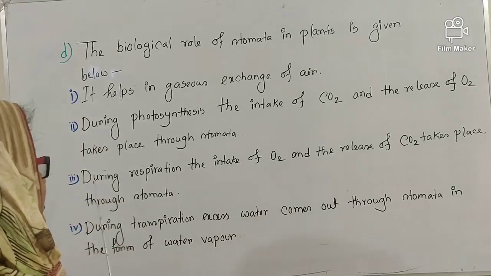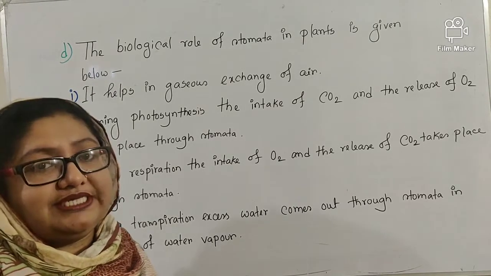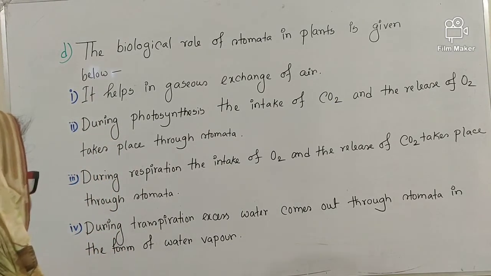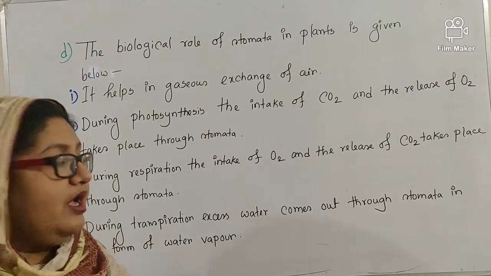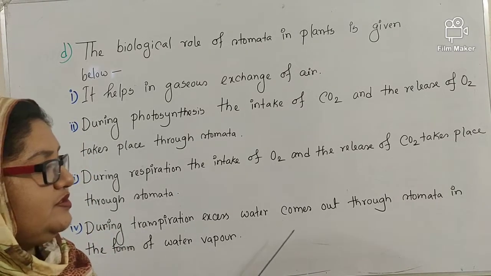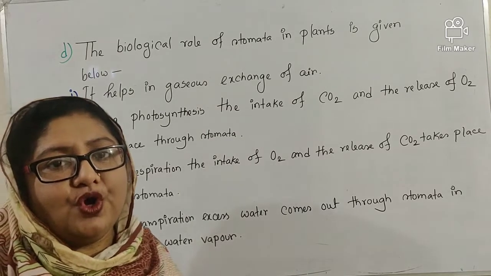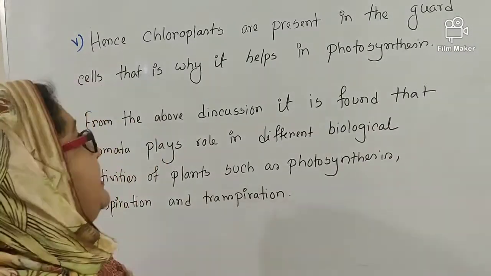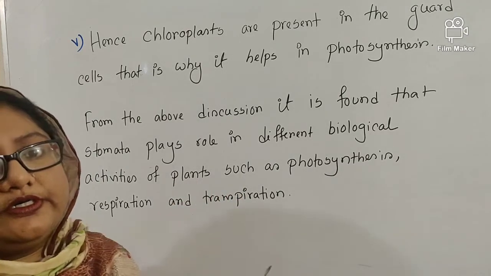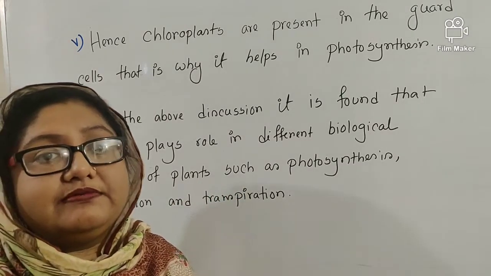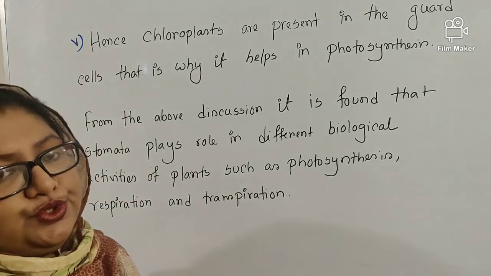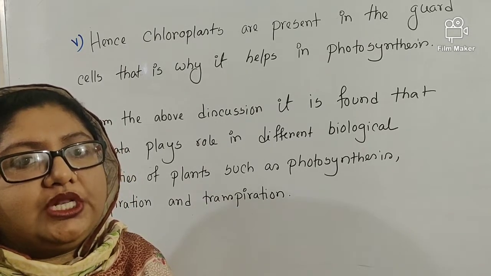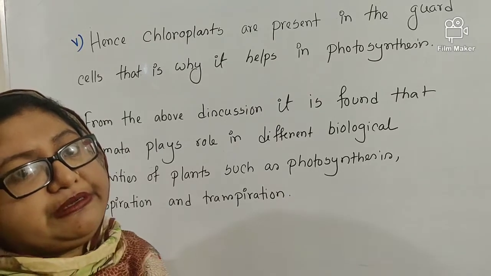Number 3, during respiration, the intake of oxygen and the release of carbon dioxide takes place through the stomata. Now, number 4, during transpiration, excess water comes out through the stomata in the form of water vapor, which helps in transpiration. The next point is, chloroplasts are present in the guard cell. That is why the guard cell helps in photosynthesis. So these all are the points. How does the stomata play an important role in biological activities of a plant?